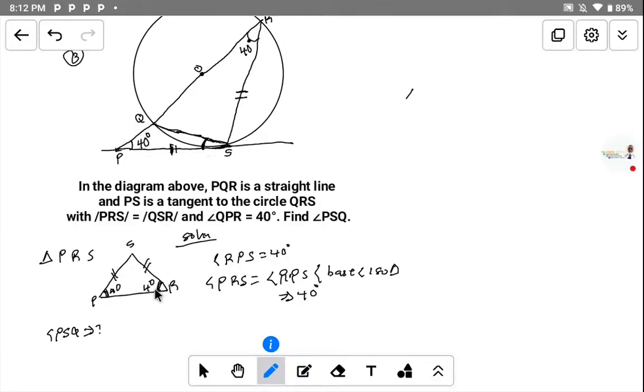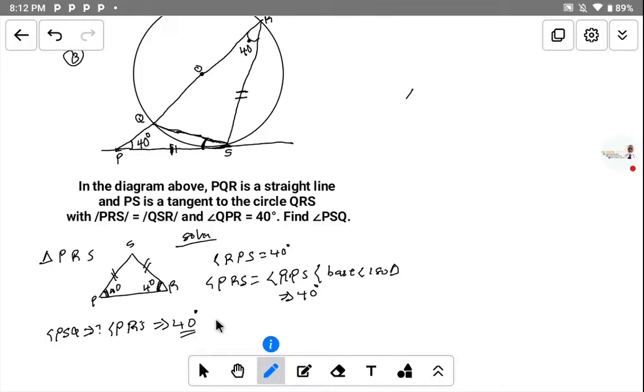Definitely the angle here is equal to S. So we can say that the angle PSQ is equal to angle PRS, which is equal to 40. Now that will be 40 degrees. So that means the solution to this question is equal to 40 degrees.